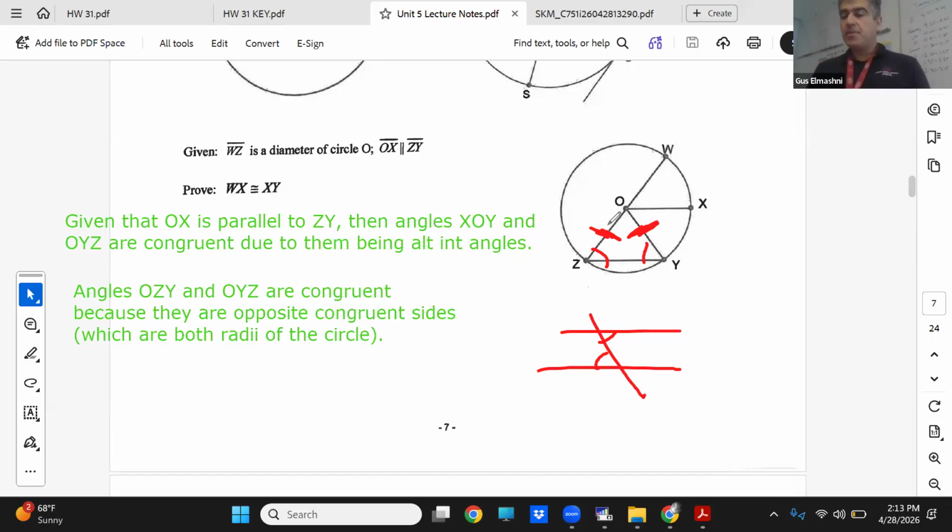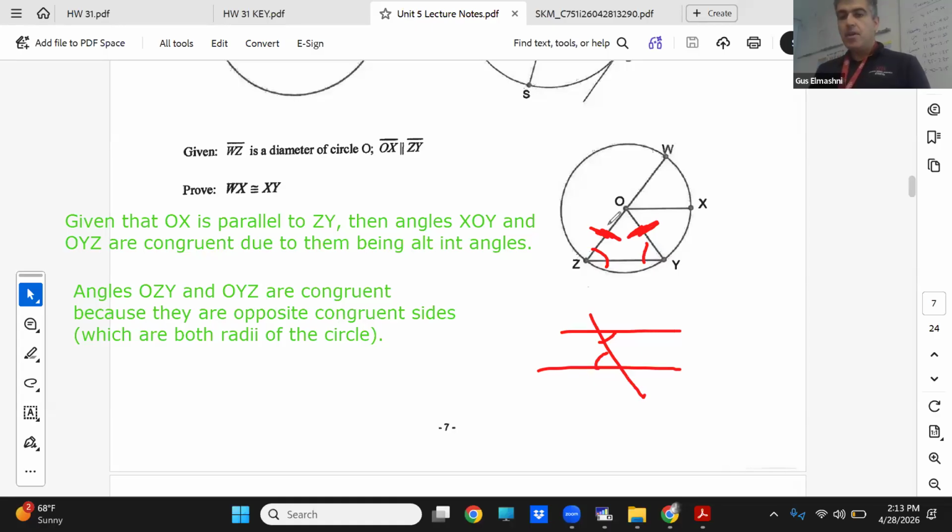It makes sense, but I don't know if I would be able to write it out myself. I know that they're both radii. It's okay. You'll have a chance to practice this. So OY and OZ are both the same, right? Because they're both radii.